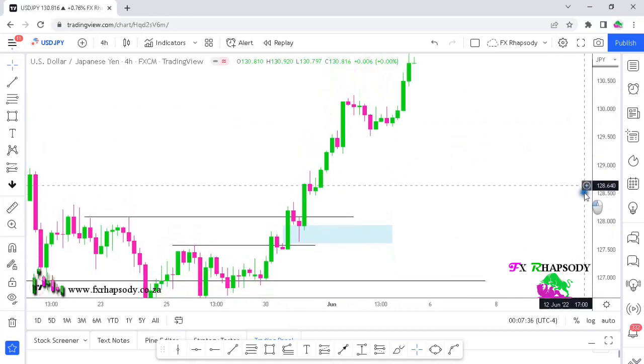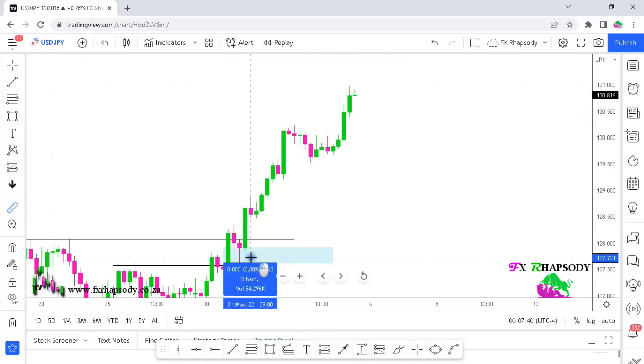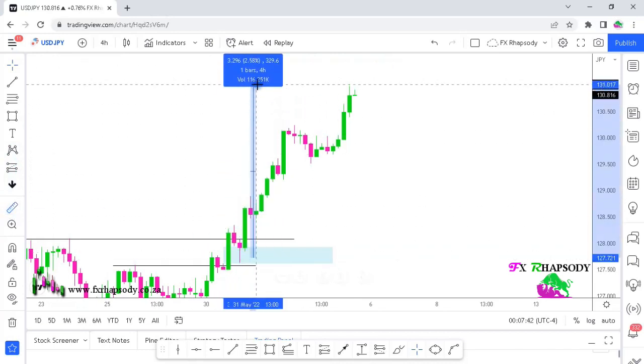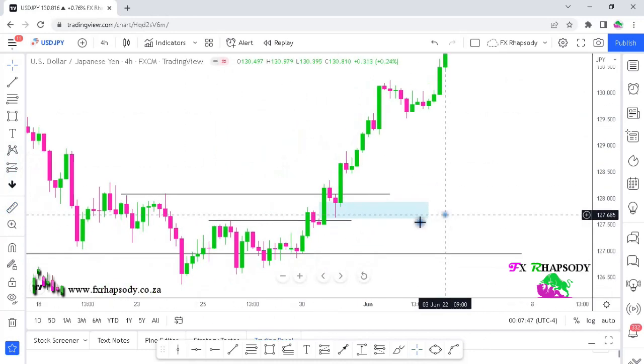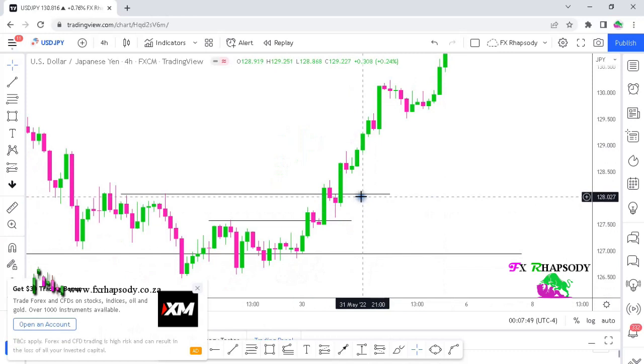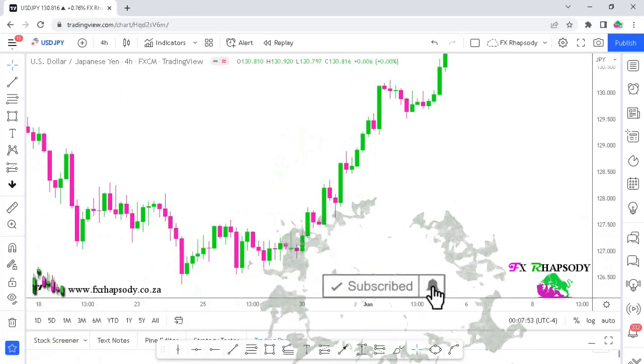But I mean, look at that move. And again, just for interest's sake, guys, that is a very nice amount of pips. It's 330 pips at least, with a nice bullish run to the upside. So now let's have a look at the 1-hour time frame.